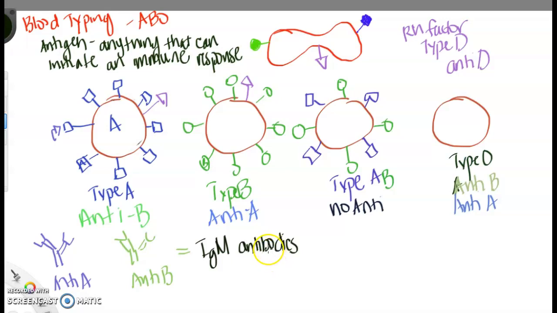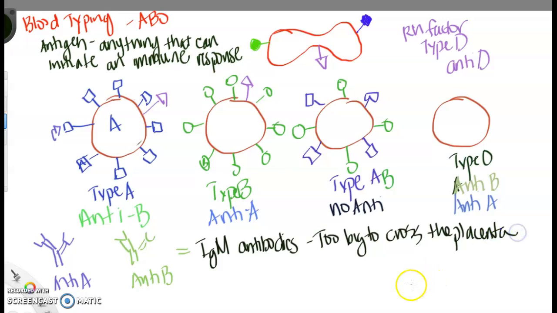And the body makes these at birth, or by the time you get born. And they're big. Think huge. All right? So they're too big to cross the placenta. Okay?